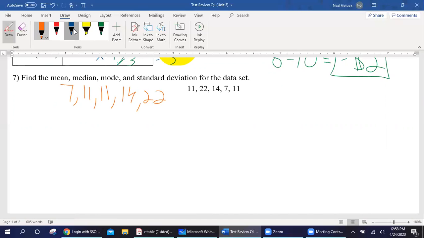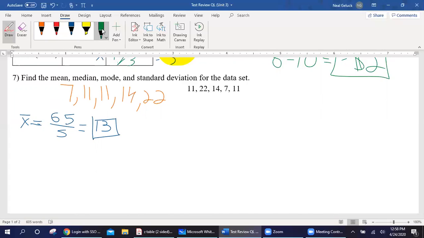So the mean, which is X bar, is just add them up and divide by how many I have. They add up to be 65. And there are 5 of them. So 65 divided by 5, the mean is 13.